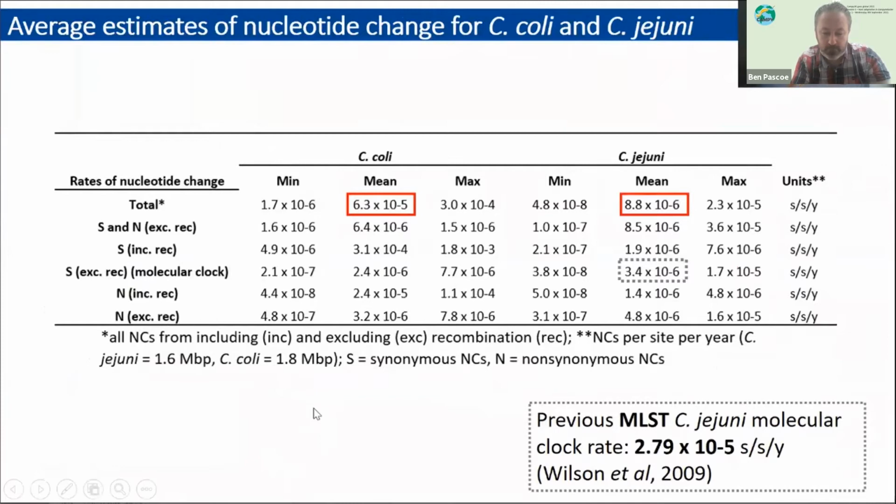We used synonymous mutations excluding recombination as a molecular clock, and we could compare this to previous estimates only for C. jejuni, but this was based on MLST. We found that our rate was significantly lower than previous estimates, but the important rate of nucleotide change for further analysis was the total rate of nucleotide change, which included all variant effects from including and excluding recombination events.